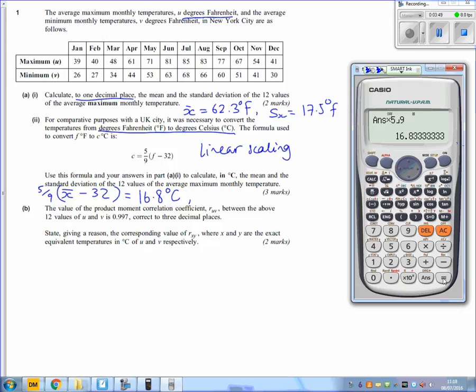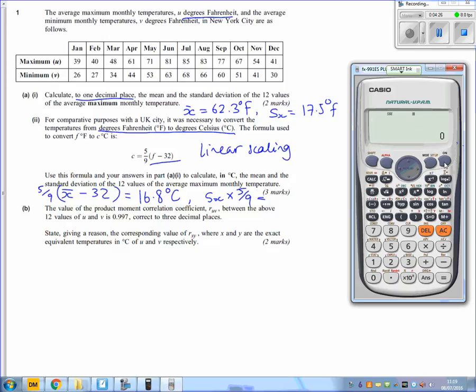For the standard deviation, when we scale it, if I'm taking away 32 from each of the values, I'm not going to change how spread out the data are, so I don't need to worry about the 32. That's not going to make a difference to standard deviation. So the standard deviation, I just need to do standard deviation multiplied by 5 over 9. Because when I multiply it, I am going to change how spread out the data are.